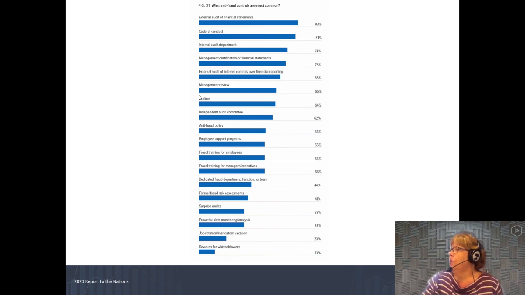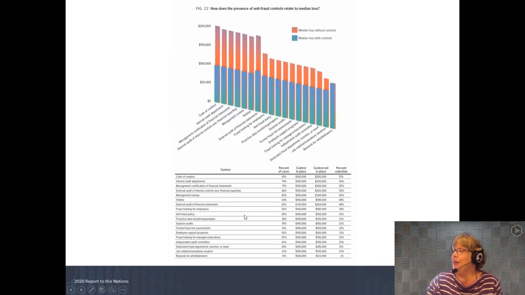Next for anti-fraud controls is internal audit, and management certification, in which they're certifying the financial statements and their internal control. I find it interesting that only 64% of the companies have a hotline, given that that is the most common way to detect fraud. Fraud training for employees, so just going down, and rewards for whistleblowers is also the lowest. And you would think, given that whistleblowing and tips are the most common way to catch fraud, that this would maybe be a little higher.